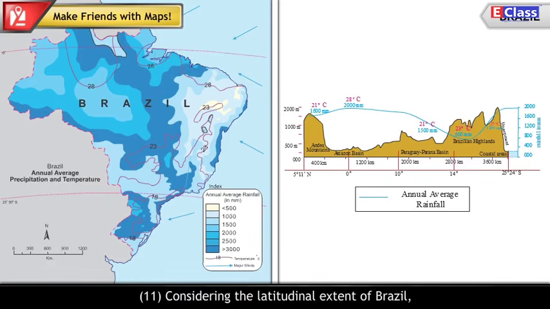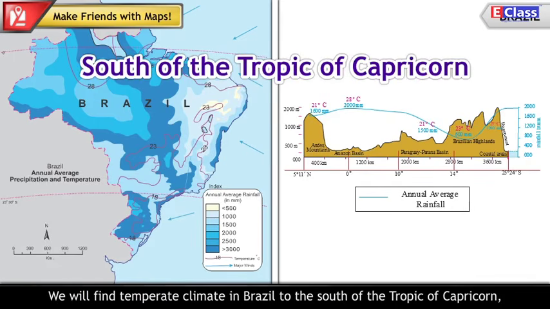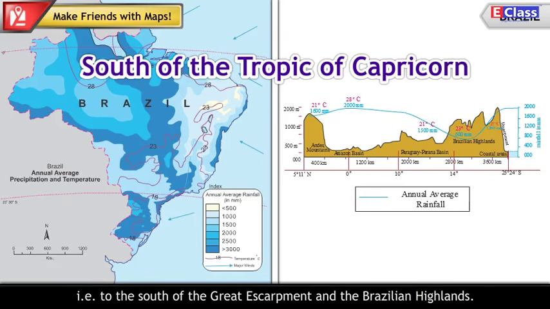Considering the latitudinal extents of Brazil, where will you find temperate climate in Brazil? Answer. We will find temperate climate in Brazil to the south of the Tropic of Capricorn, that is, to the south of the Great Escarpment and the Brazilian highlands.